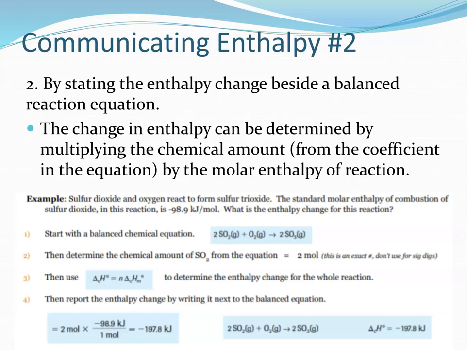In the example shown, the standard molar enthalpy of combustion of sulfur dioxide must be multiplied by 2 because the coefficient in front of sulfur dioxide is a 2. Once the multiplication is done, the energy amount is for the reaction as shown. 2 moles of sulfur dioxide reacting with 1 mole of oxygen will result in 197.8 kilojoules of energy being released.